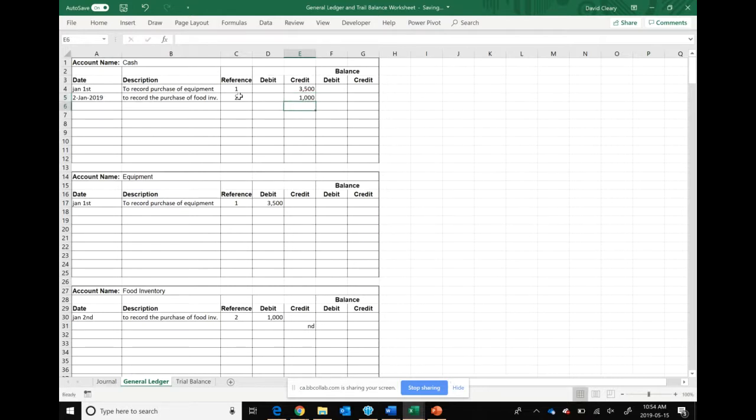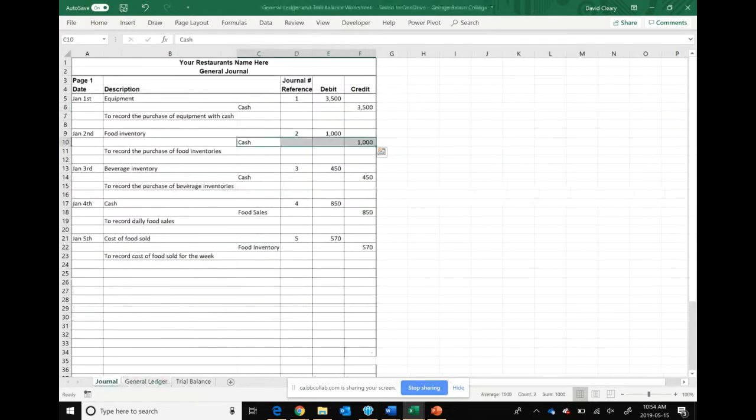There we go. So now we're starting to fill up some of our accounts. There's more than one piece of information going into our cash account right now. Let's go back to our journal. That particular transaction is now complete. We've now transferred both individual pieces of information to the ledger. So let's move on to the next transaction.